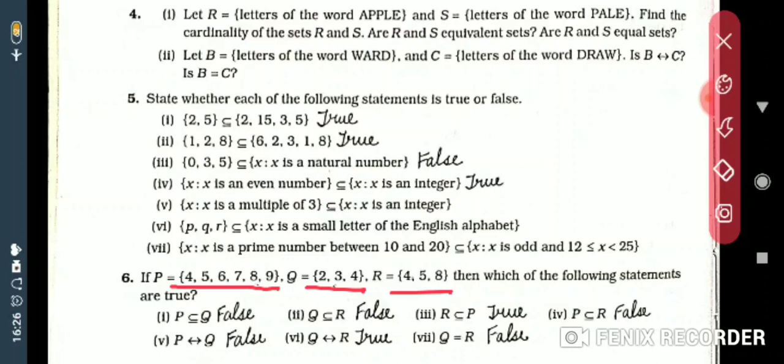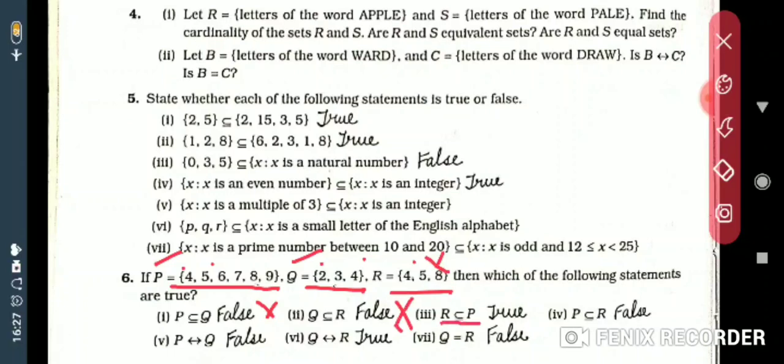Just see, are all the elements of P there in Q? 4 is there, 5 is not there. Some of the elements of P are not there in Q, so it is not a subset of Q. Next, Q is a subset of R. Are all the elements of Q there in R? 2 is not there, 3 is also not there. Only one element is there. So false, Q is not a subset of R.